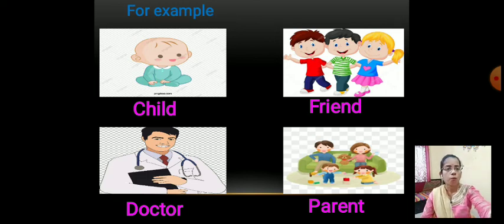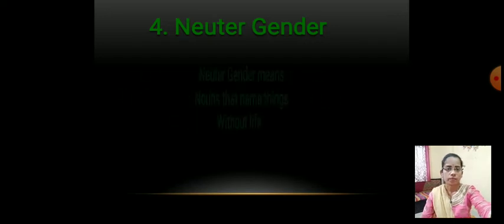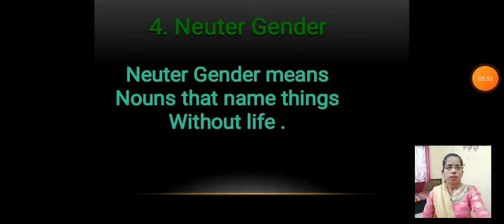Okay. Now the fourth kind of gender is neuter gender. Neuter gender means nouns that name things without life. It means in neuter gender, nouns include names without life. It means only names of things are included in the neuter gender. Let's see some examples.